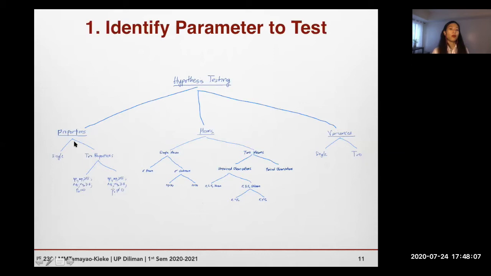Same is true with proportions. You could deal with one population or two populations. And then, of course, there are qualifiers here.